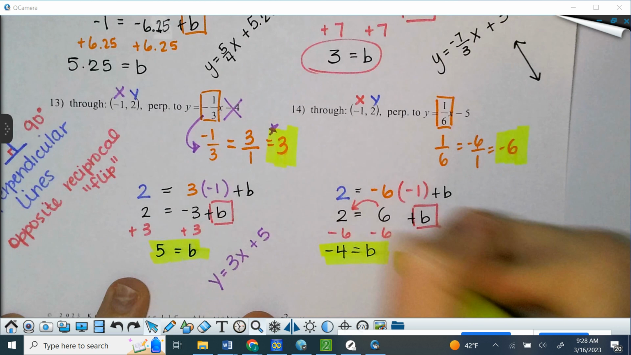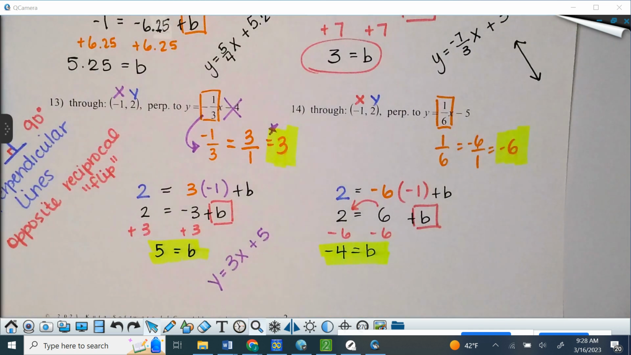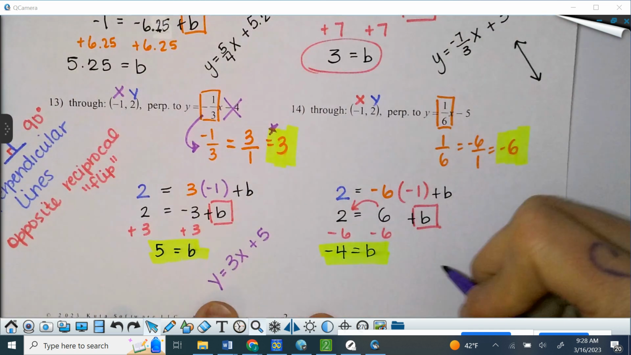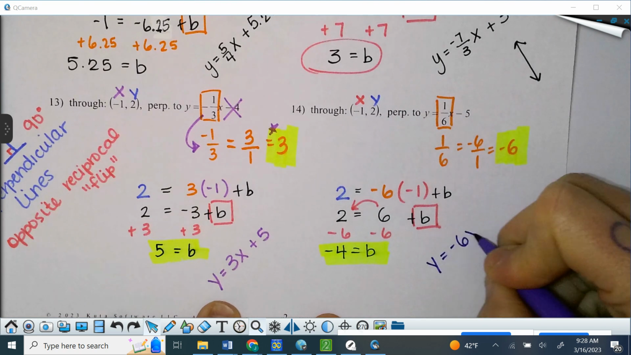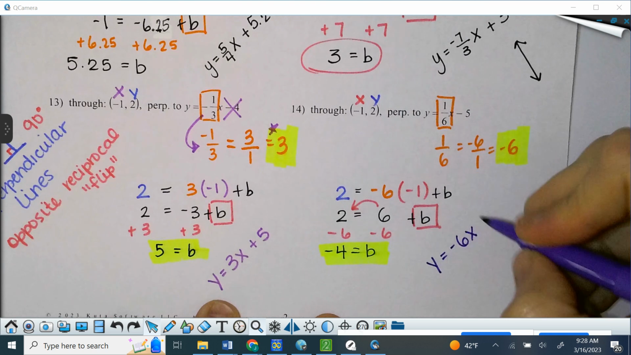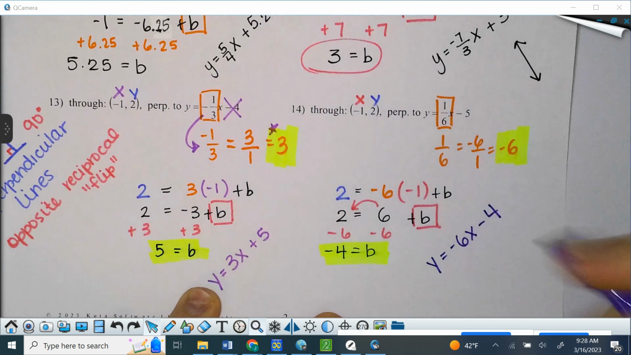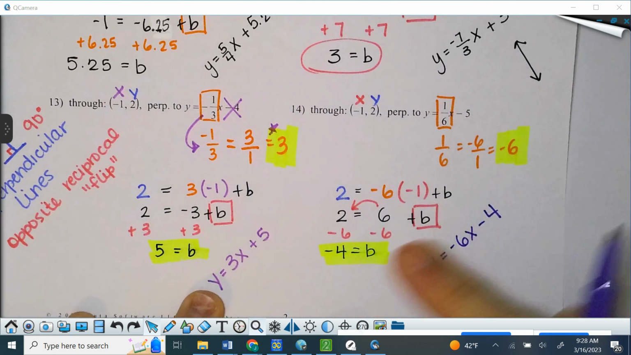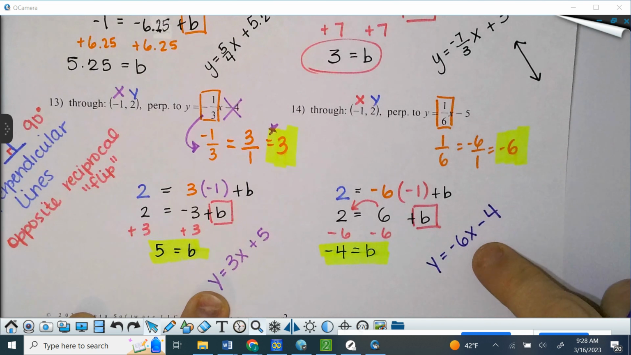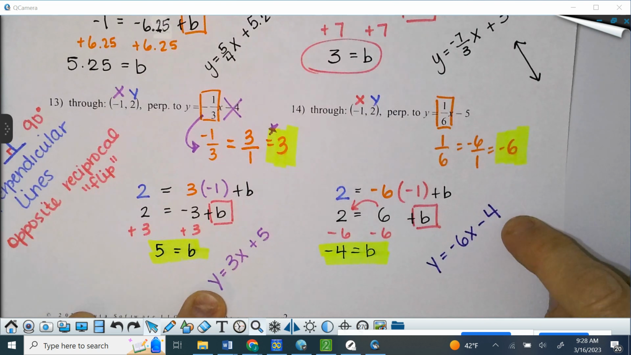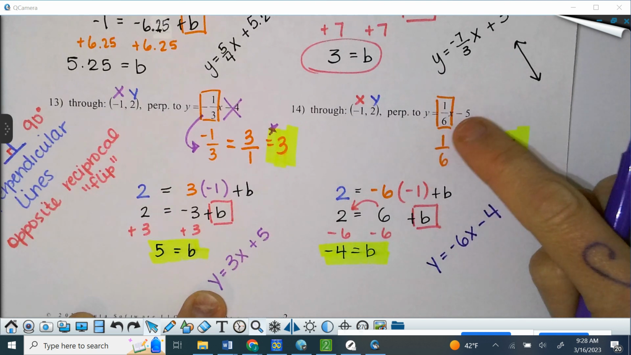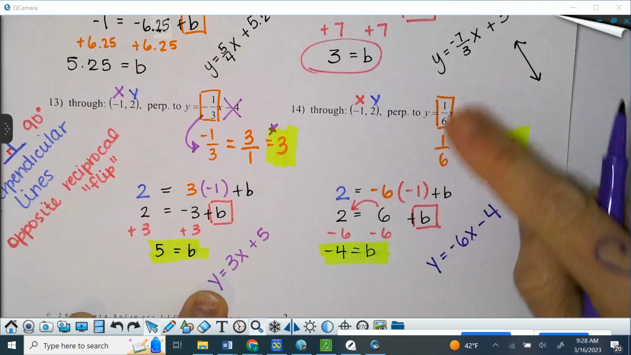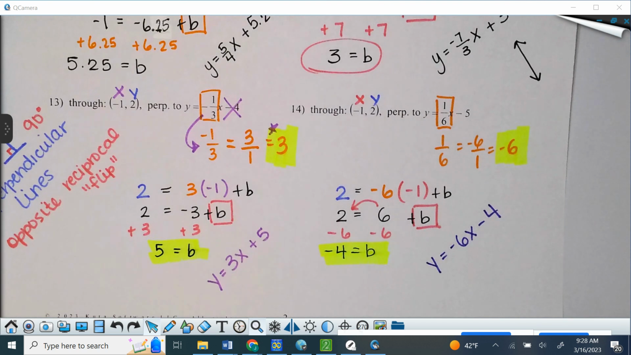And now we can write our equation. So y equals negative 6, because I highlighted it so it's easy to see, x, because that's my new m, minus 4, because that's our y-intercept we just solved for. And the equation y equals negative 6x minus 4 is perpendicular to y equals 1/6x minus 5. And you know that because the slopes are opposite and reciprocals. And that's all you're going to work on today: parallel and perpendicular lines.